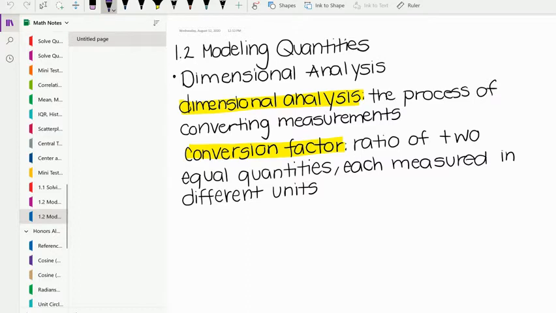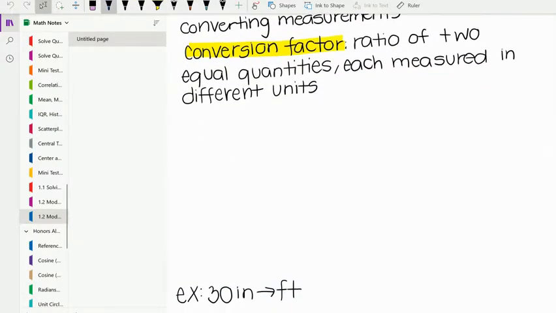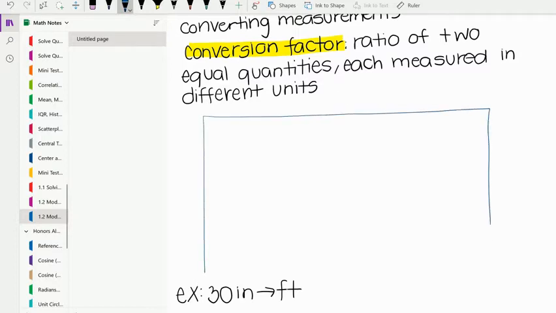Conversion factor is the ratio of two equal quantities, each measured in different units. So what I'm going to do is make a box of all of our different conversion factors that we know. If we were in school, typically we would brainstorm as a class, but we're going to go ahead and write down things that we remember. So for example, we know that 12 inches is 1 foot, and this will be a guide for you to use in the problems. We also know that 3 feet is 1 yard.